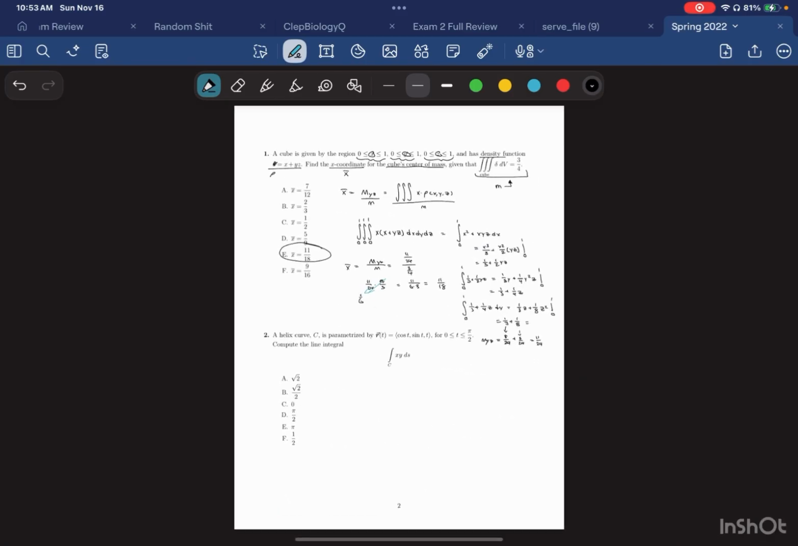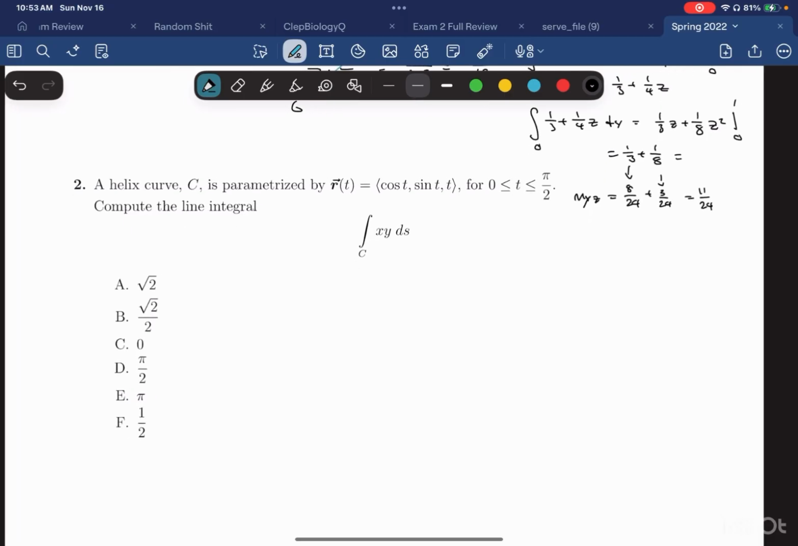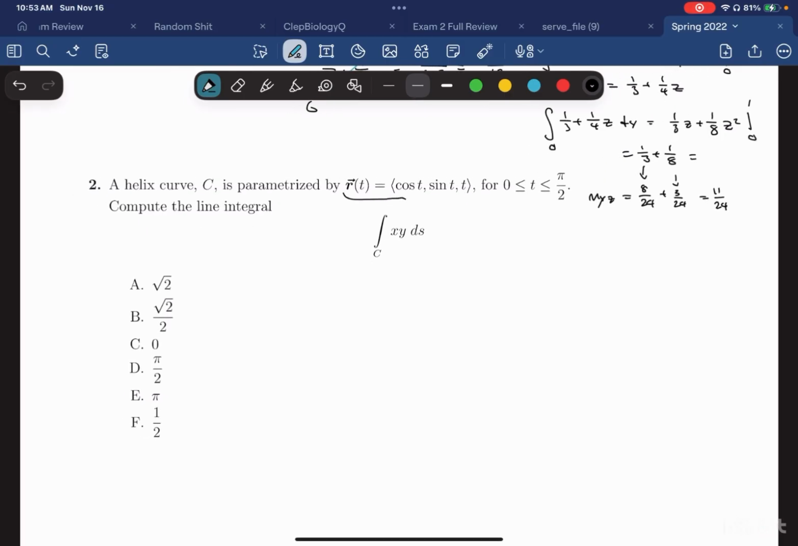Okay, number 2. A helix curve, which is parameterized by cosine t, sine t, and t, bound between 0 and pi/2. So we've got to compute this line integral. In this case, since we have a vector r of t but a scalar function, the line integral will be f plug in r of t times the magnitude of r prime of t dt.